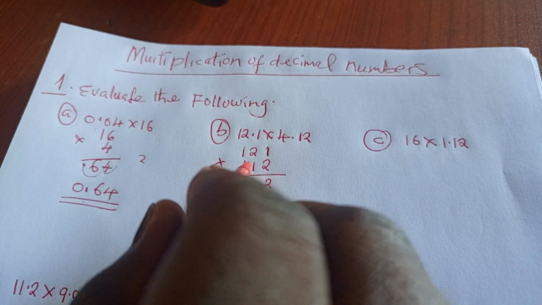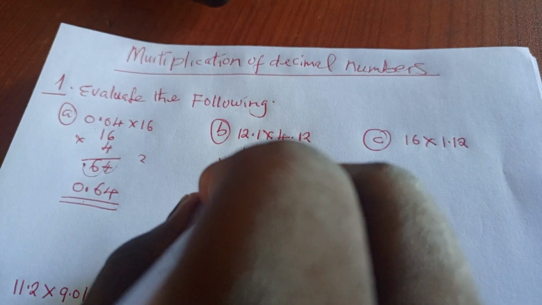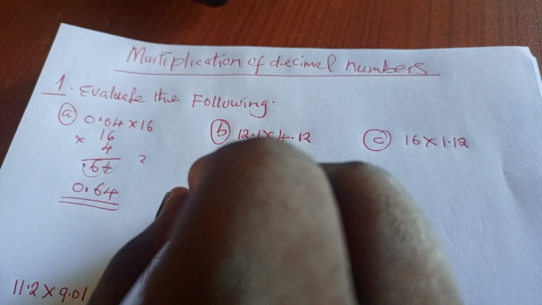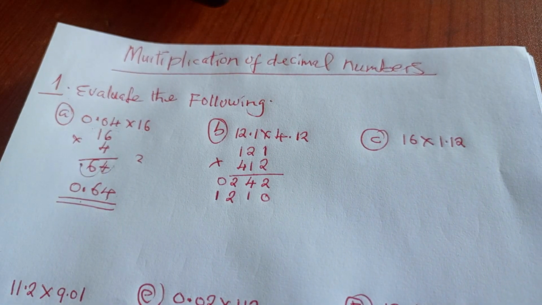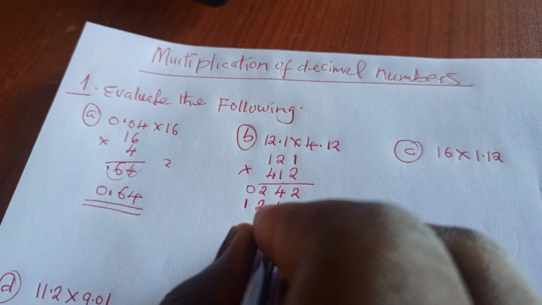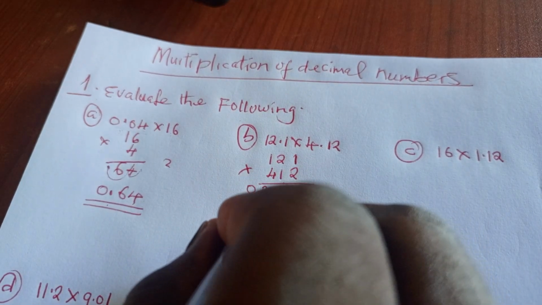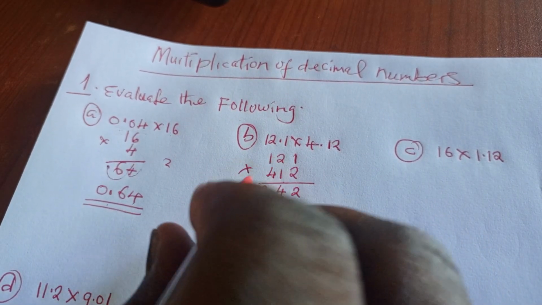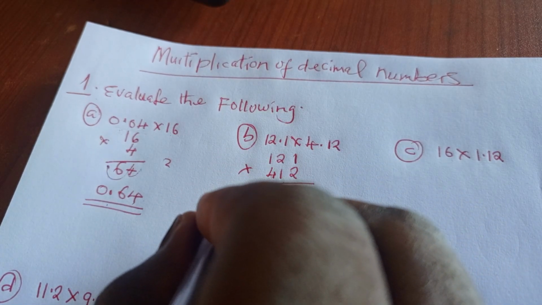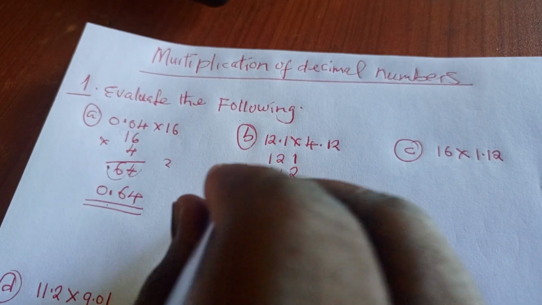I'll come here again. 1 times 1, which is 1. 1 times 2, which is 2. 1 times 1, which is 1, like this. Then I'll put a 0 here so that at least I don't get confused. Then I'll put 0 and 0 here. So I'll go to this one. 4 times 1, which is 4. 4 times 2, which is 8. And 4 times 1, which is 4. So I put 0 here and 0 here.